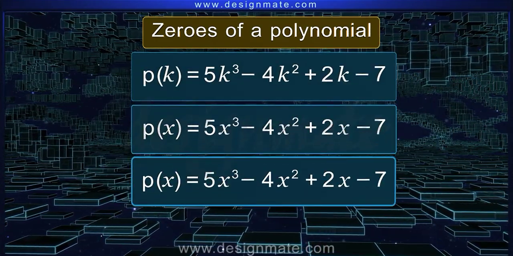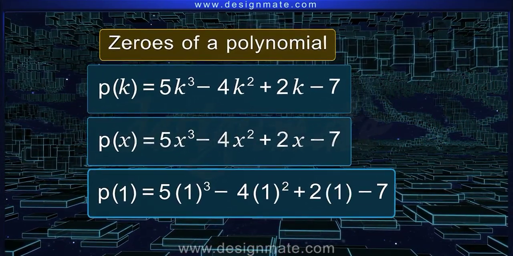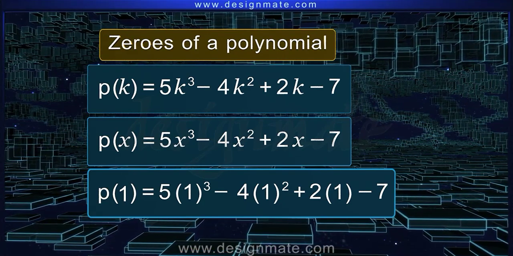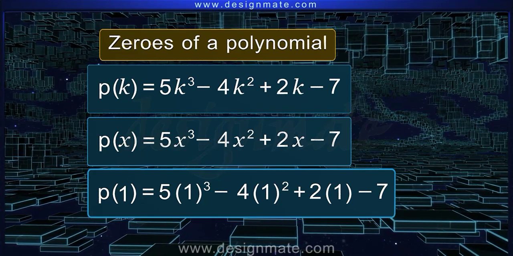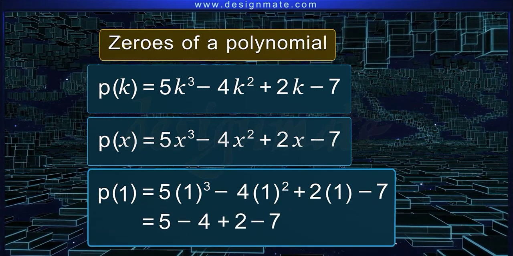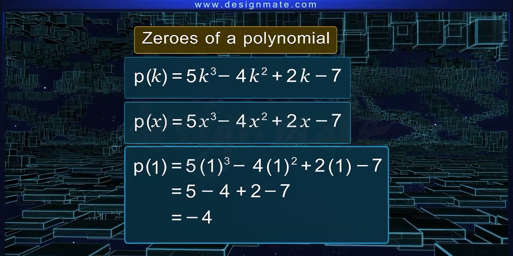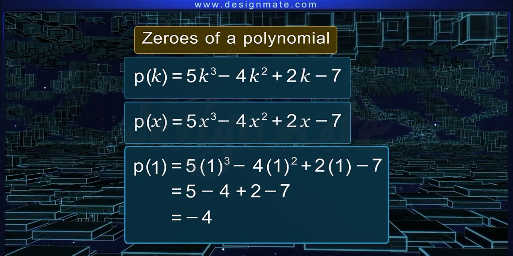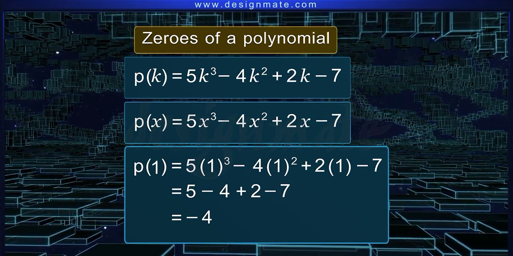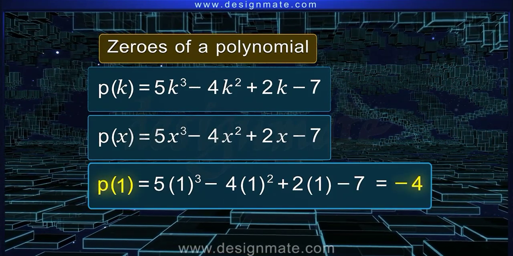Next, everywhere in p of x, let us replace x by 1, and we get p of 1 is equal to 5 times 1 cubed minus 4 times 1 squared plus 2 times 1 minus 7, which is equal to 5 minus 4 plus 2 minus 7, which is equal to minus 4. So we say that the value of p of x at x is equal to 1 is minus 4, or p of 1 is equal to minus 4.